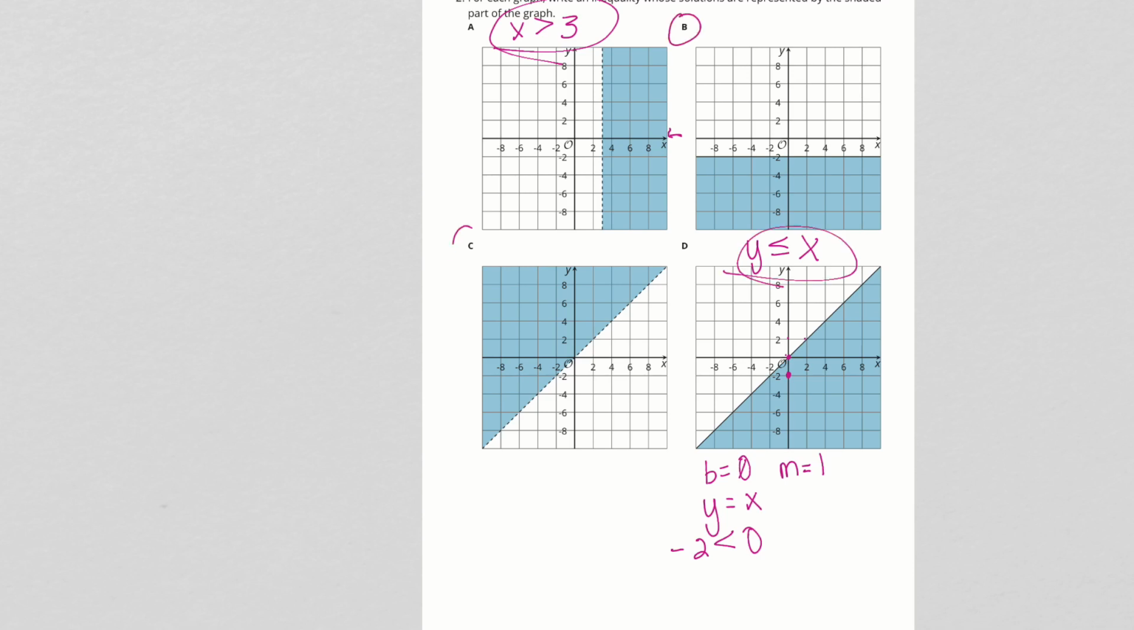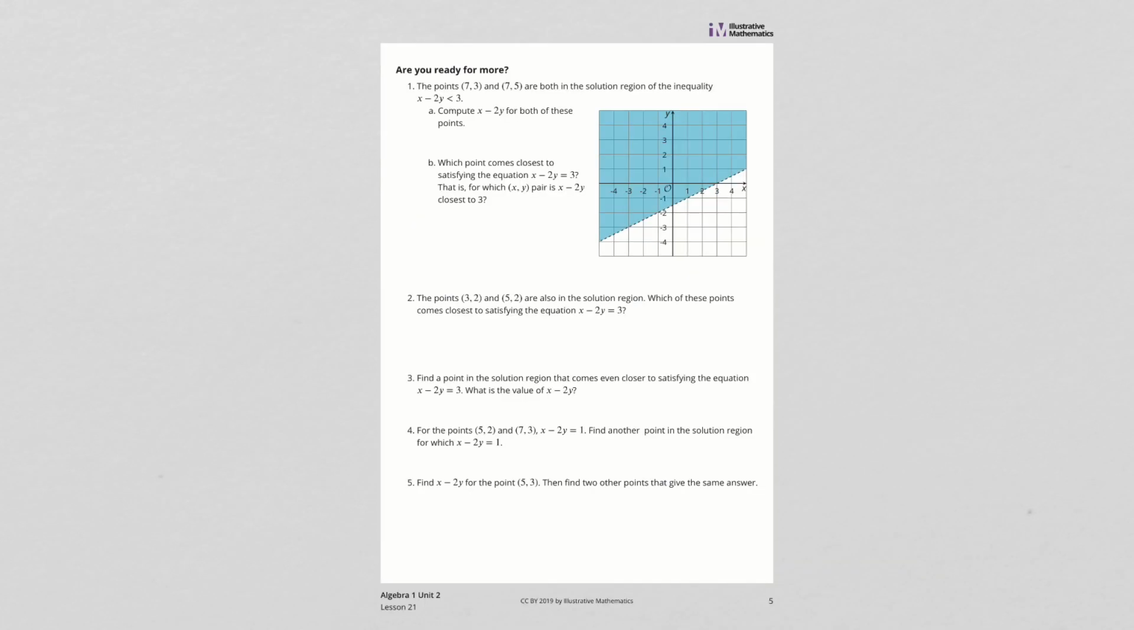I want you guys to do B and C. These are very similar to A and D. The difference that I can see automatically is that this one goes through the x-axis, this one goes through the y-axis. This one goes through the same point. You guys see that? This is the exact same line on C. What's the difference? Can you tell me? Go ahead and do that one, and I'm going to go to the next page.